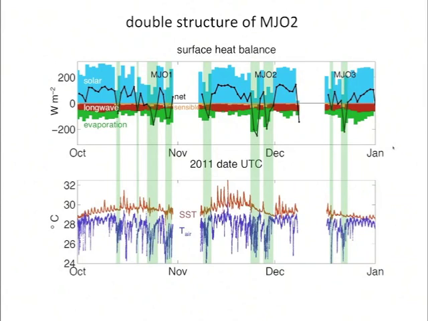Okay, so I'm going to motivate the next part, which I'm going to talk about Kelvin waves, by noticing this double structure, this double negative heat flux, double convective maxima in the MJO2, which was in late November, and separated by a couple of days here, where the heat flux is not negative, and it's not particularly anomalous.